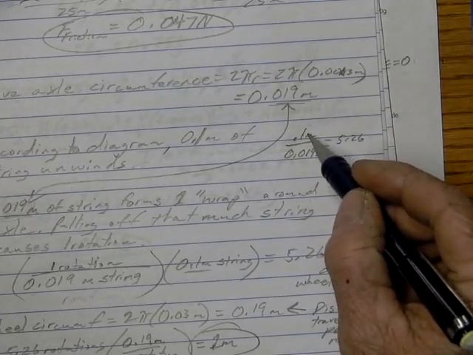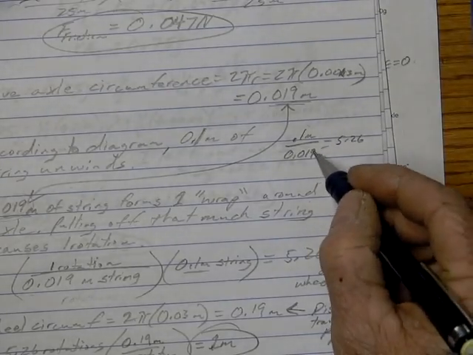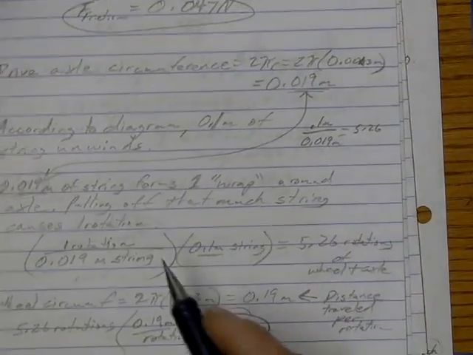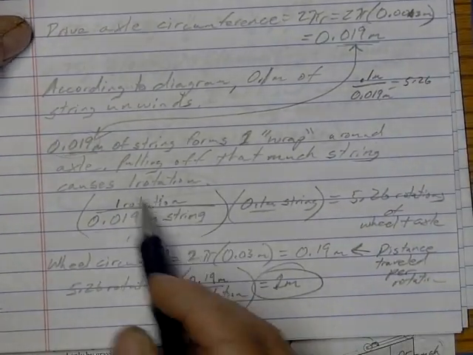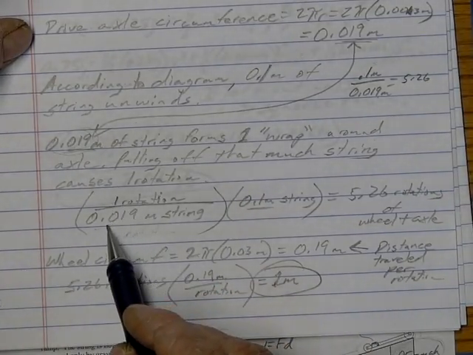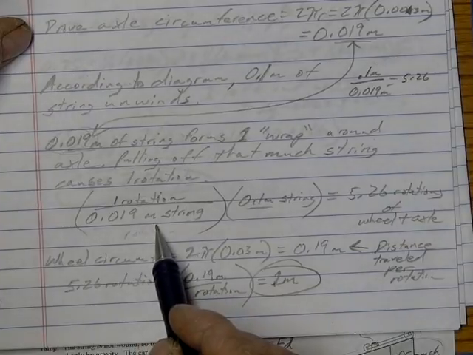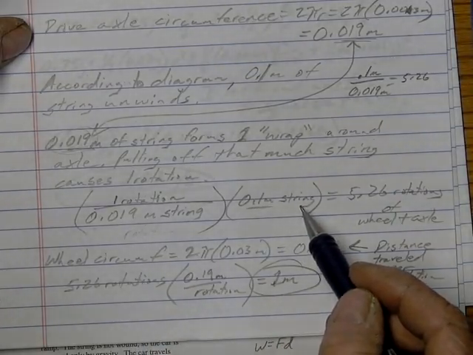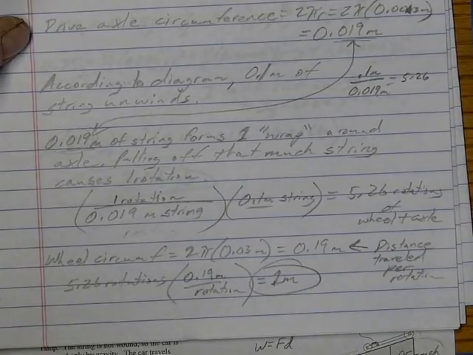So that means this is the amount of string to make it rotate once. This is the total amount of string. There are 5.26 of these in that. Now here's maybe a more careful way to write that. One rotation per 0.019 meters of string. Multiply that by 0.1 meters of string and you get 5.26 rotations.